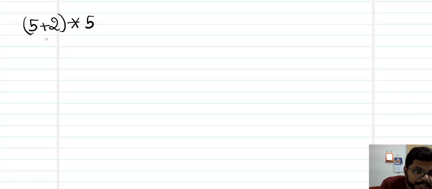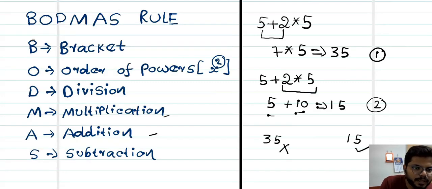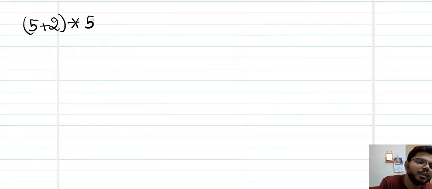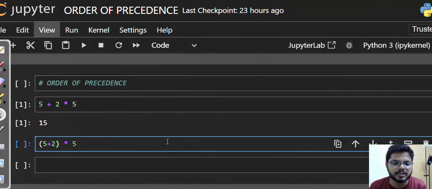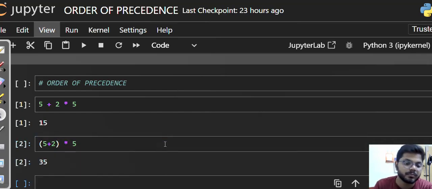So the first bracket term will be executed, in the form of a BODMAS rule. You can clearly see the bracket is first, it needs to be executed first. So first the bracket term will be executed. So 5 plus 2, 7 into 5. Now the answer should come as 35. Now we will see carefully whether the answer is coming as 35 or not. Of course. Wonderful. So the answer is coming as 35.